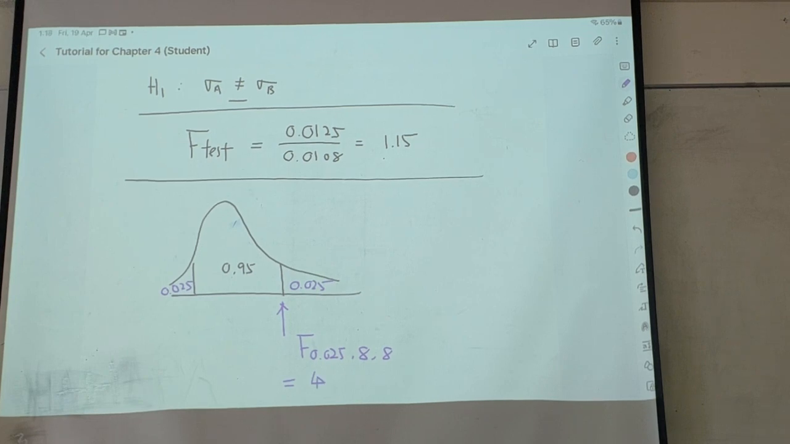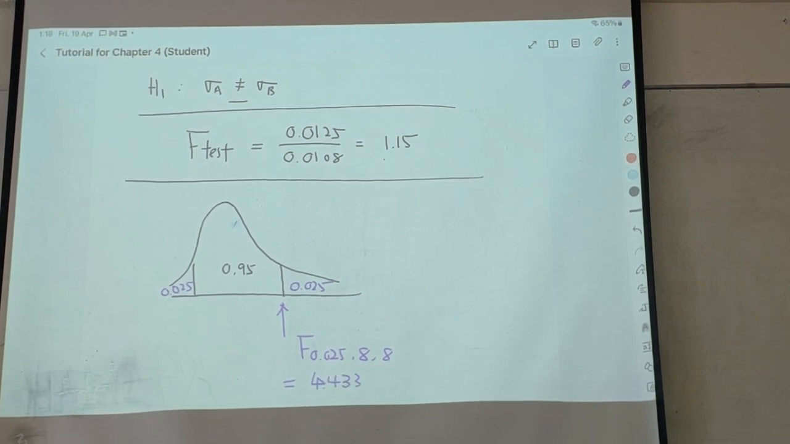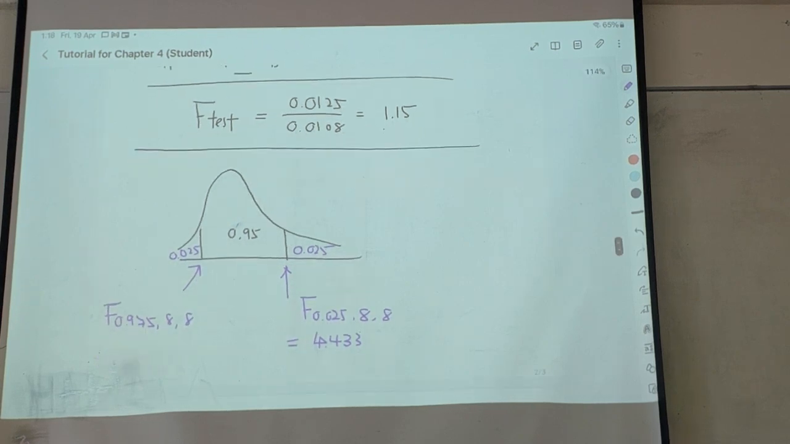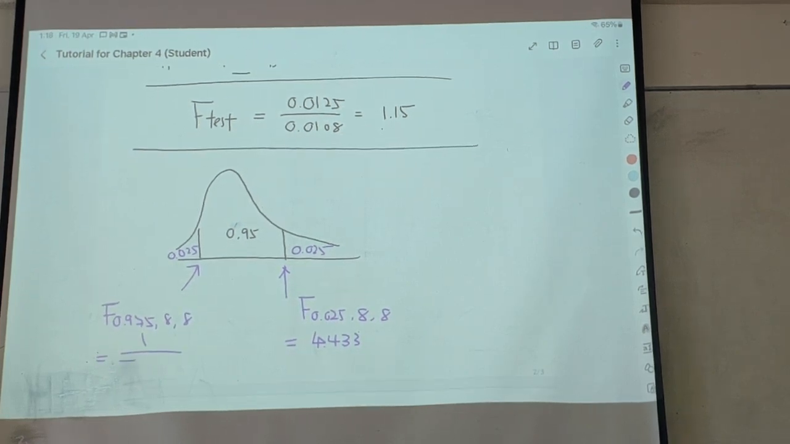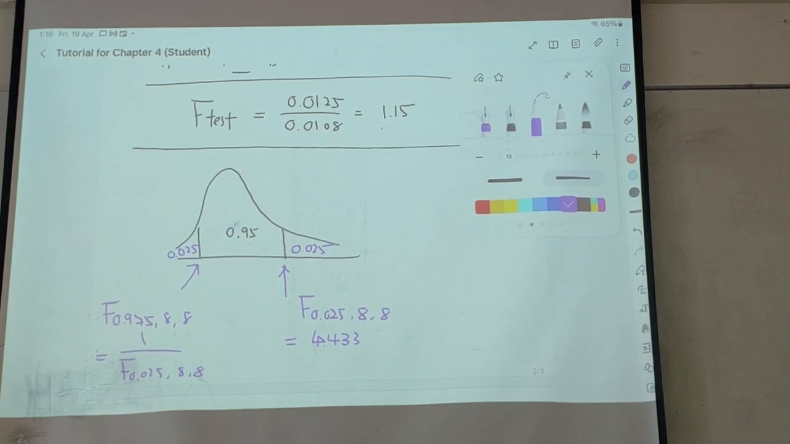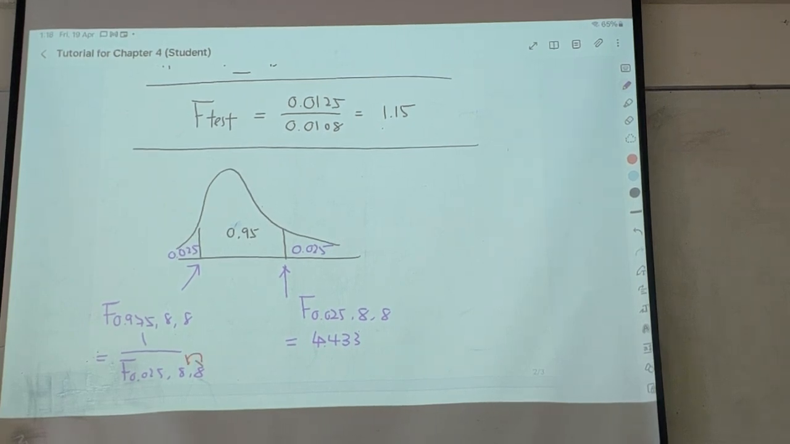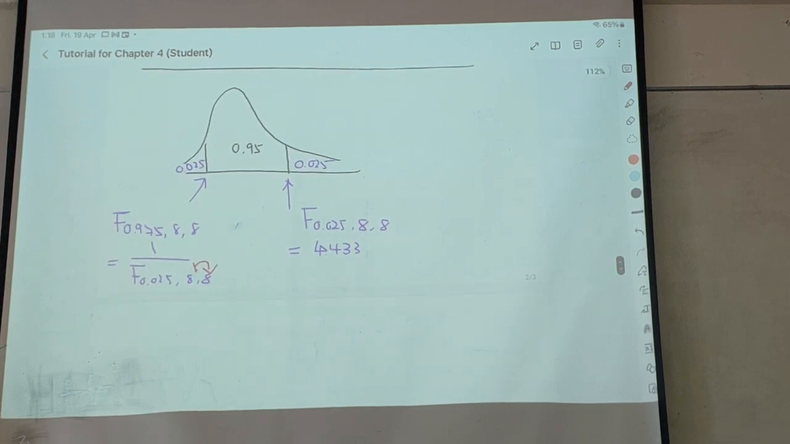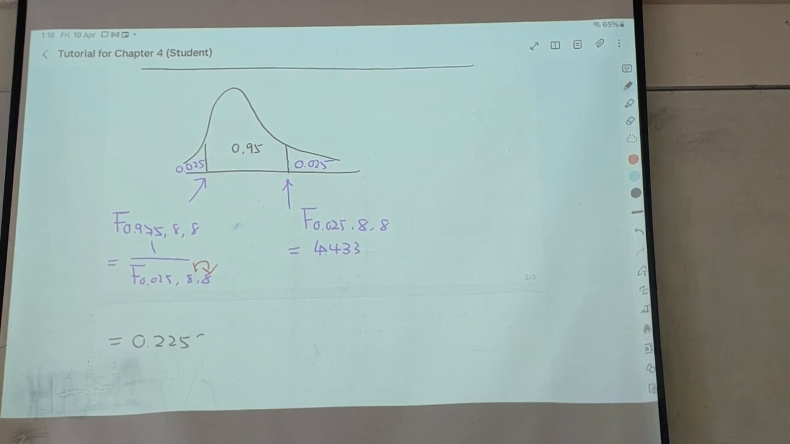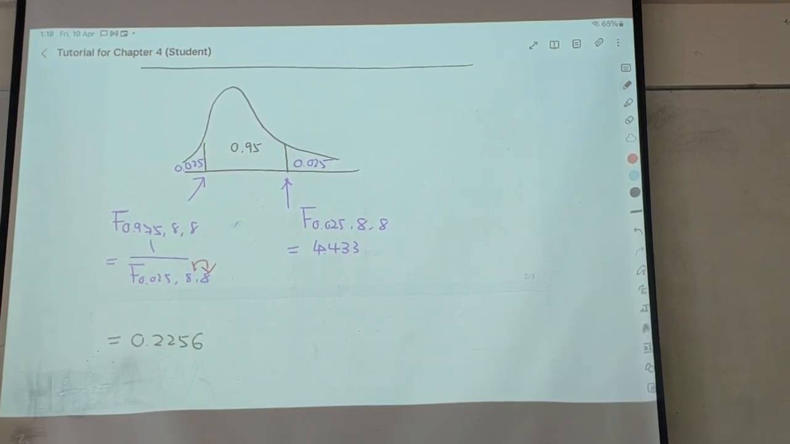4.433. Okay, what is the critical value here? It is F 0.975 with 8 and 8. Again, we can calculate it using 1 over F at 0.025. I will exchange this 8 and 8, however, since they are the same, we don't need to do anything. We will get 0.2256. Now we get two critical values.